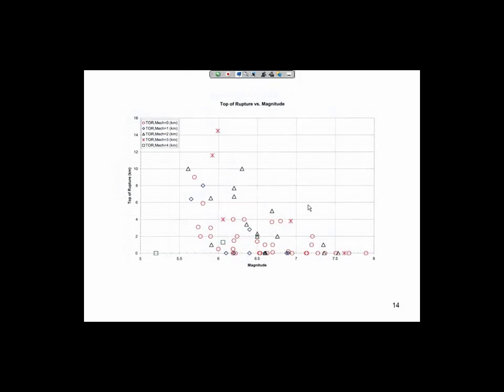We also have a broader data set showing basically the same trends. Once you get to about magnitude 7, most tops of rupture, at least for Western North America earthquakes, are very close to the surface.